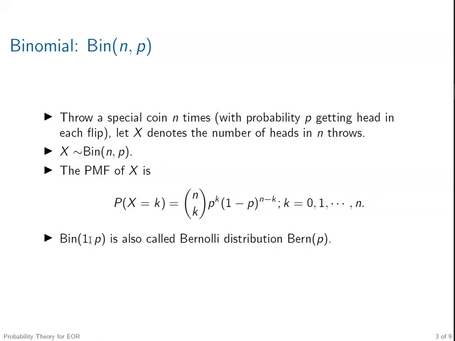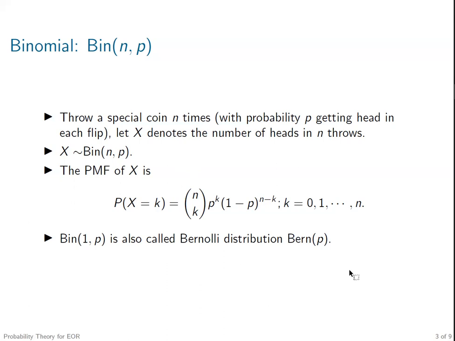For a special case, if we have n equal to 1, so we're only gonna throw this coin 1 time, it's also called the Bernoulli distribution, because n now is fixed to be 1. It also has a very special notation: Bernoulli with successful rate p, right? So if we only throw 1 coin for 1 time, and the coin has rate p to get a head, then if I let x still denote the number of heads in 1 throw, the distribution of such x would follow Bernoulli distribution with parameter p.